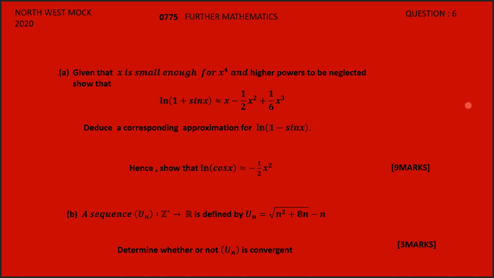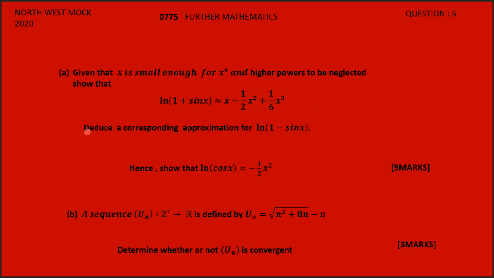We continue with Northwest Mock 2020 further mathematics, and today we are going to be looking at question 6. The question reads: given that x is small for x to the power 4 and higher powers to be neglected, show that ln of 1 plus sine x is approximately equal to x minus 1 half x squared plus 1 on 6 x cubed.